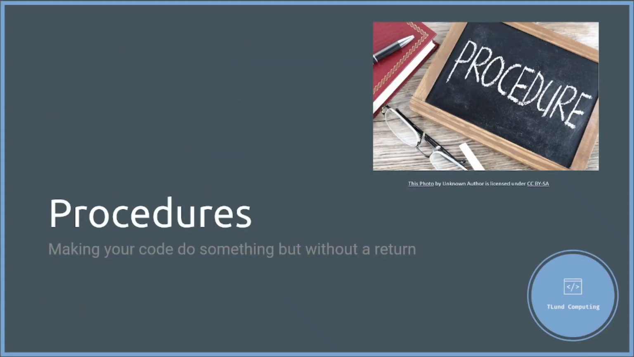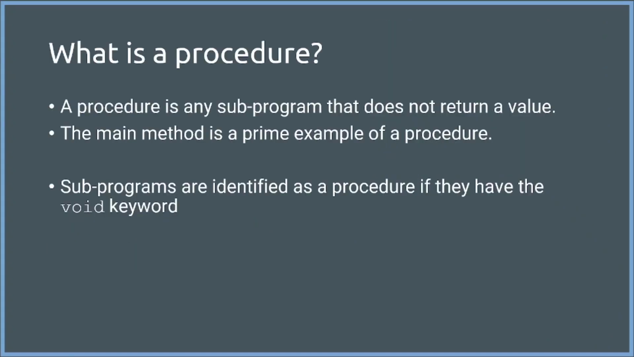So let's have a look at procedures. Just a little heads up, we are going to do procedures and functions together before we actually do the demo. A procedure is any subprogram that does not return a value. So the main method is a prime example of a procedure. You can identify procedures very easily within your programs if you can see the keyword void. So in our main method, we write that first line at the top that says public static void. Void means it doesn't pass anything back or return a value. So it has to be a procedure.